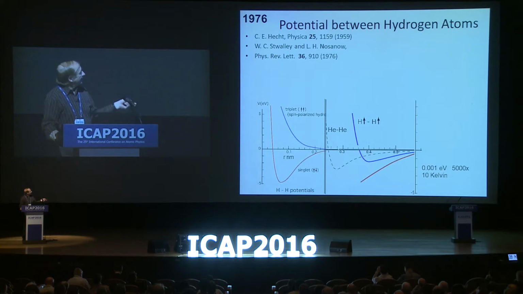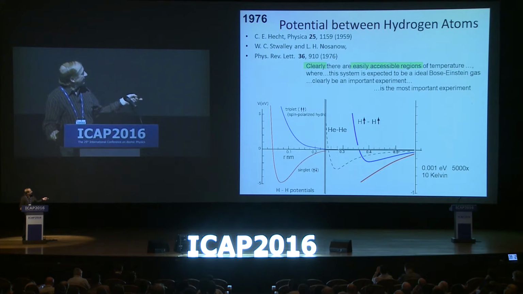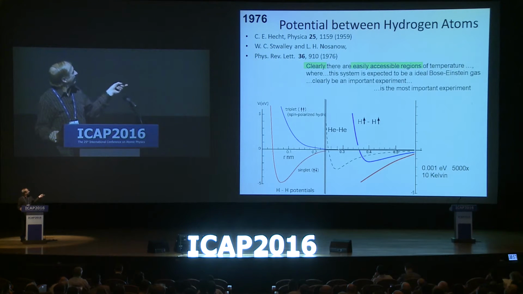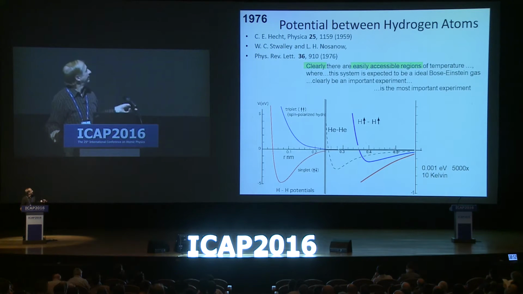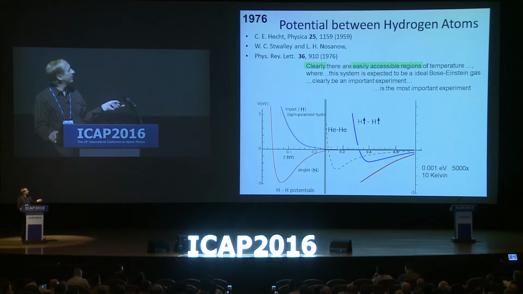And it turns out that there is still a shallow minimum, but it's very, very shallow, so shallow that it does not support any bound states. In fact, if you would take this gas, it would remain a gas even to absolute zero. And so Stwalley and Nosanow pointed this out in a paper in 1976. And they pointed out, furthermore, that this is an excellent candidate for Bose-Einstein condensation, so much so that they emphasized it in the paper as the most important experiment.